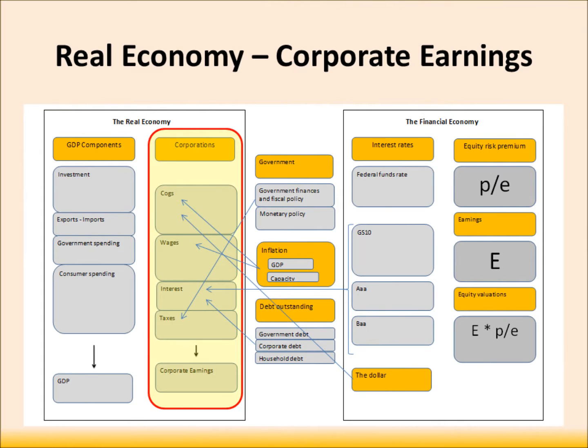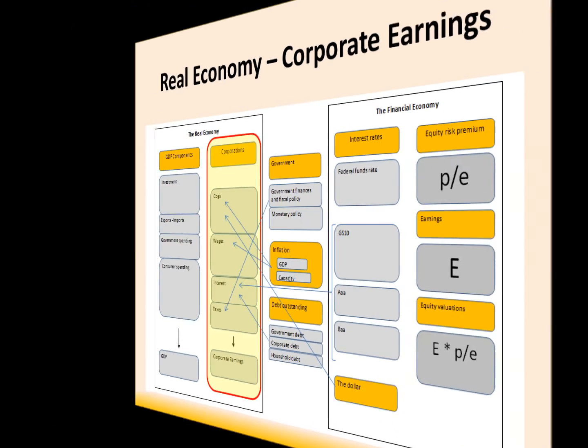This is corporate earnings. Cost of goods sold will be a function of inflation, implying growth and capacity, and the dollar. Wages are a function of GDP and employment capacity constraints. Interest expense is a function of interest rates and corporate debt outstanding, and taxes are a function of government fiscal policy. So that's how corporate earnings are impacted.